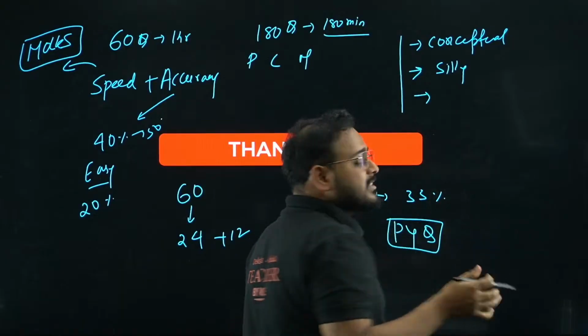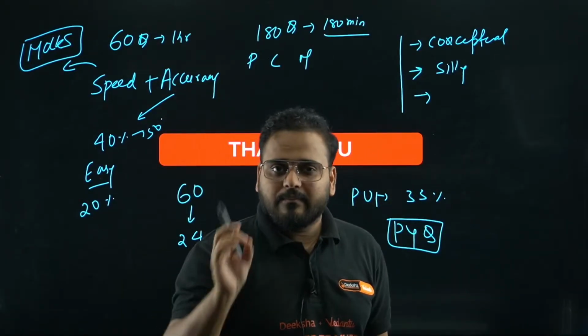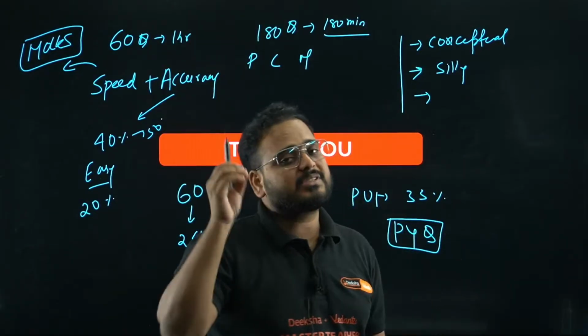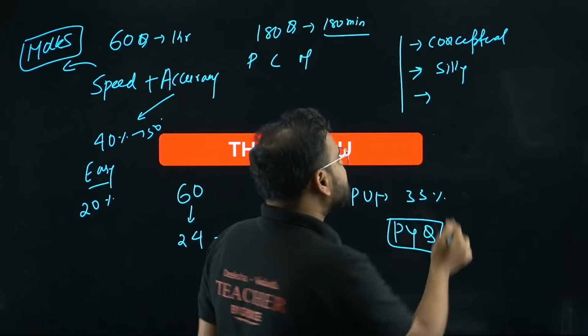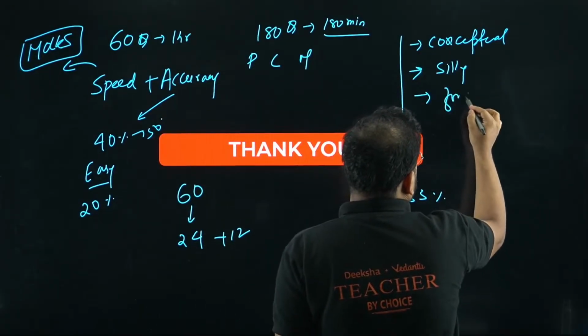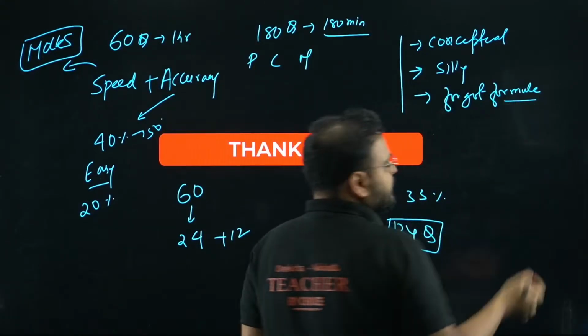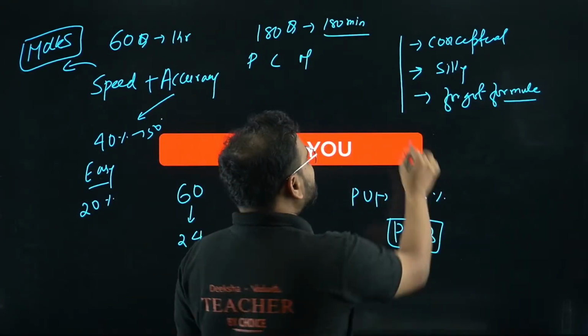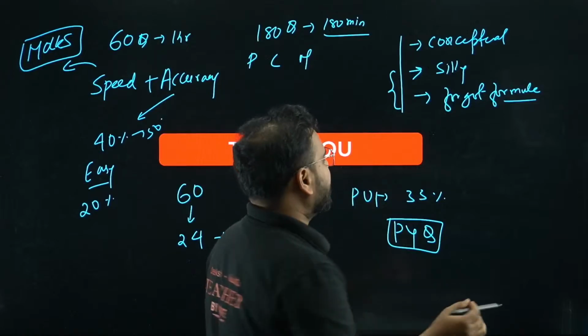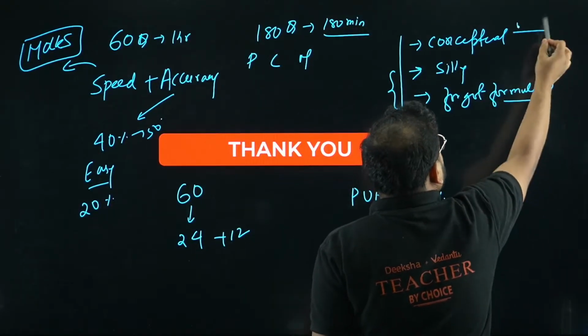Silly means you could not have made the mistake at all, but you made it because of less time, or you missed something. Those are called silly mistakes. And the other kind is that you forgot the formula. This can also happen. So if it is the first and third kind, it is very easy.